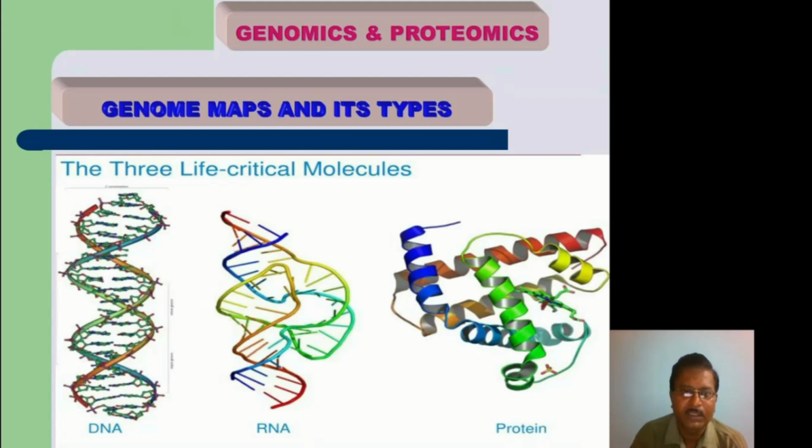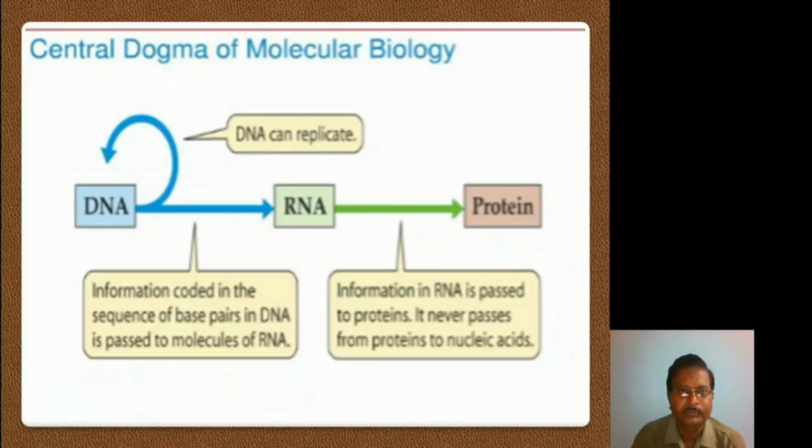So in the background you can see a picture. It is the three important life critical molecules present in the living systems. One is DNA, the other one is RNA, third one is protein. All the three are important in central dogma. So what is this central dogma of molecular biology? It is having the combination of all the three molecules, DNA, RNA and protein.